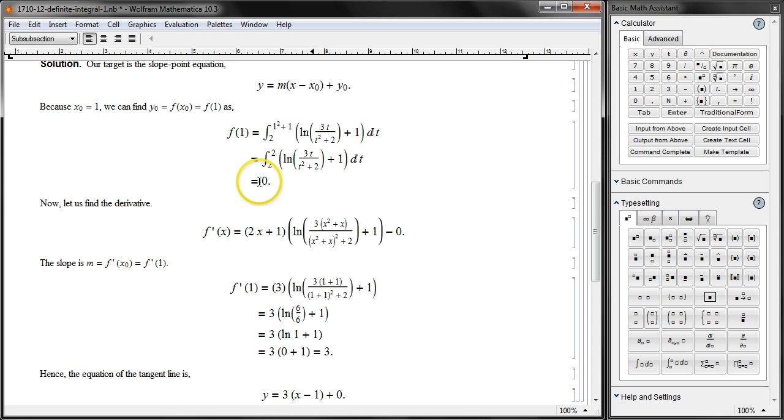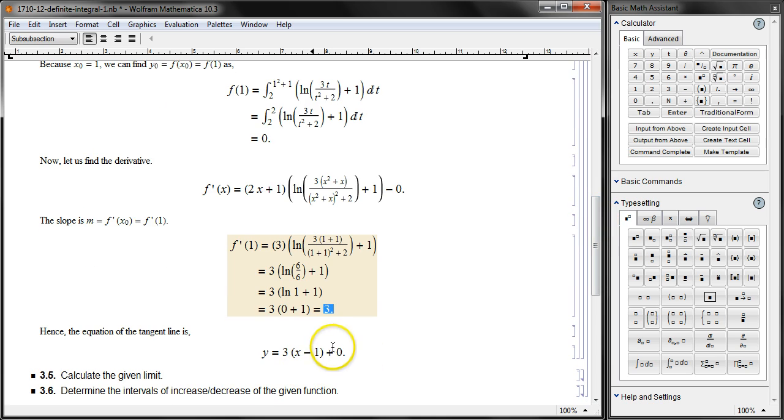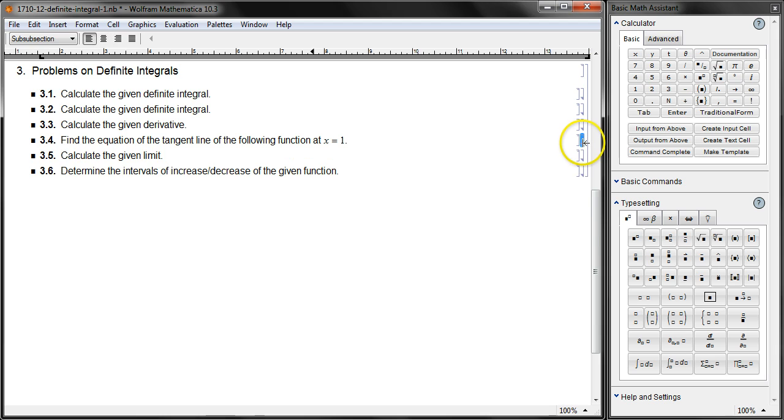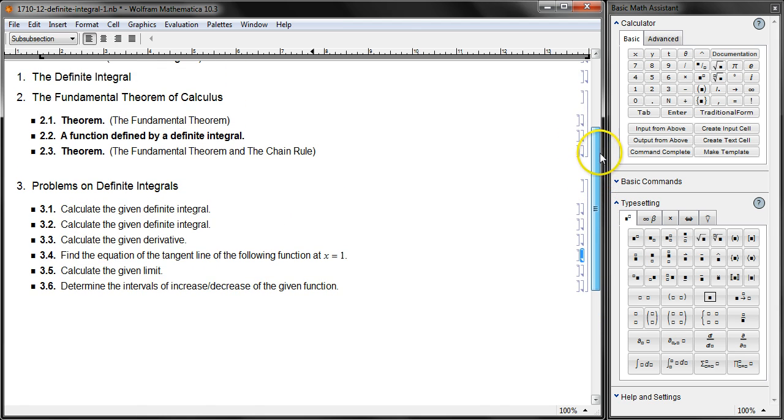So we got the y naught value and we got the m value. Put those together and we have the equation of the tangent line, the slope-point equation of the tangent line. Okay, there goes one problem. Highly unusual, but there you go.